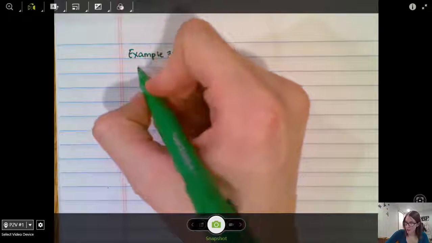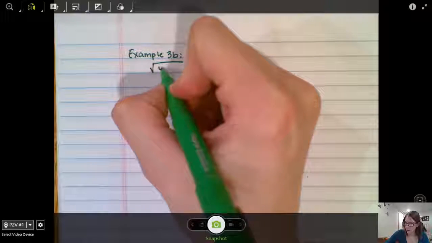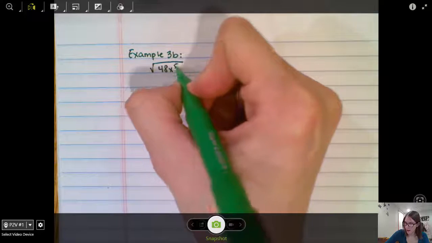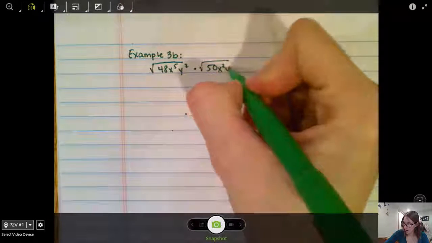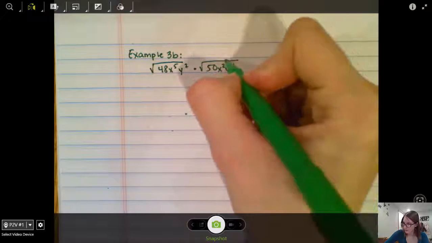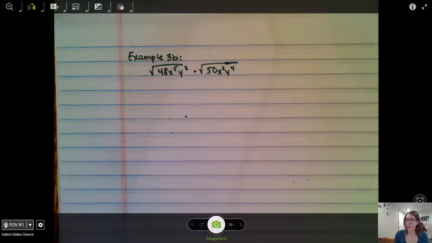Another example like the one we just did before. I'm going to simplify the square root of 48 x to the 5th y squared times the square root of 50 x squared y to the 4th. As promised, I mentioned that in this one I will multiply whatever's underneath the radicals first and then simplify, which is another option.